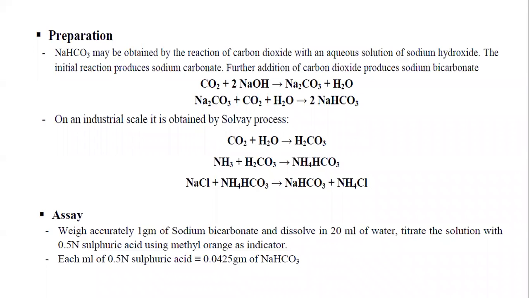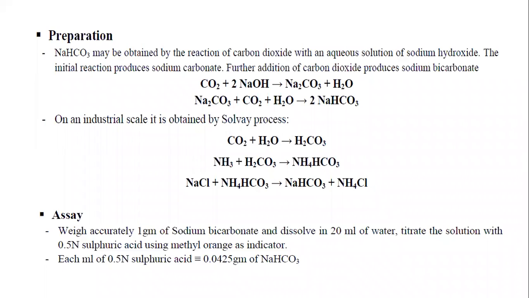So this is one method of preparation, and this is usually done on a small scale preparation. Small scale means it is of a small quantity. Industrial scale means it is in bulk. You have to manufacture it in bulk. That is why it is called an industrial scale. So on an industrial scale, it is obtained by a process called the Solvay process. So what is this Solvay process?